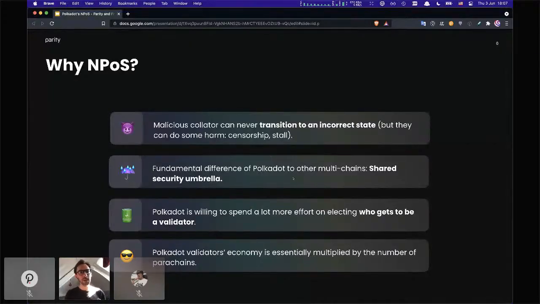And this is why Polkadot is willing to at least experiment with the idea of spending a lot more effort into how validators are elected or selected, how we decide who would be the next validator set for the next era. The era is a fixed term in Polkadot where validators typically don't change. But generally speaking, how we choose our validators, Polkadot is really keen on that.